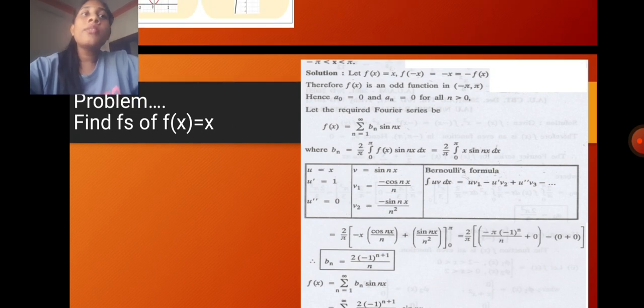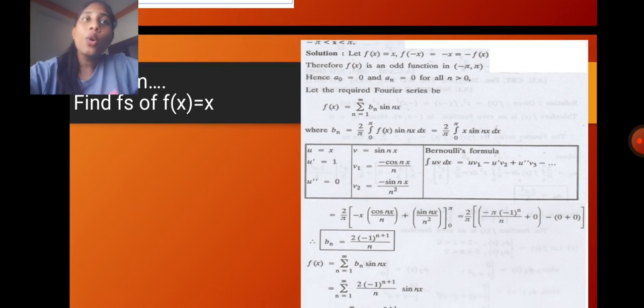We can tell whether it is an odd or even function after looking at the chart. Here f of minus x is equal to minus x, which is minus f of x. Therefore, f of x is an odd function on the interval minus pi to pi. Hence a0 is 0 and an is also 0 for all n greater than 0. The required Fourier series of f of x is the summation from n equals 1 of bn sin nx.